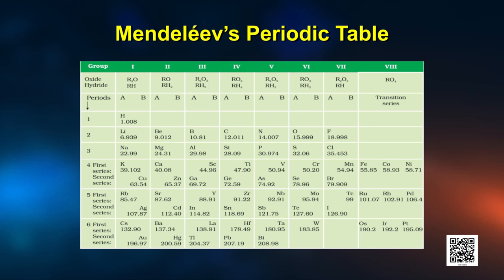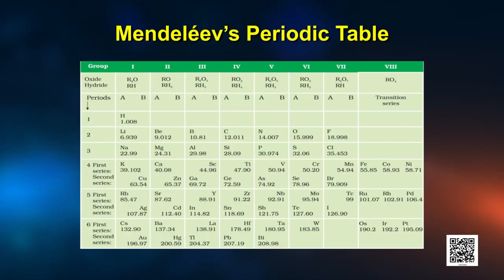So if you look at the top row of the table, you will see these formulae. The table looked like this. The arrangement of elements he proposed is called Mendeleev's periodic table. And Mendeleev's periodic table was published in a German journal in 1872.